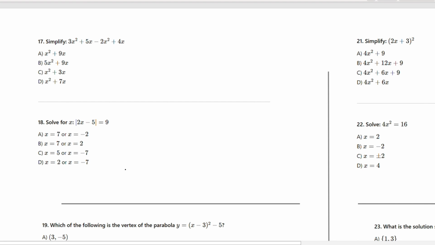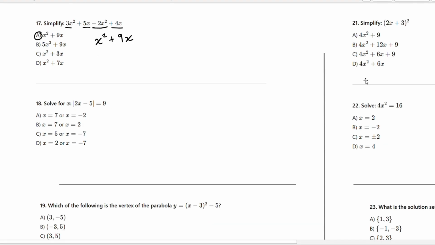For number 17, we have simplify 3x squared plus 5x minus 2x squared plus 4x. You would add the like terms. So 3x squared minus 2x squared would be just x squared. And then 5x plus 4x would be 9x, which would be option A.